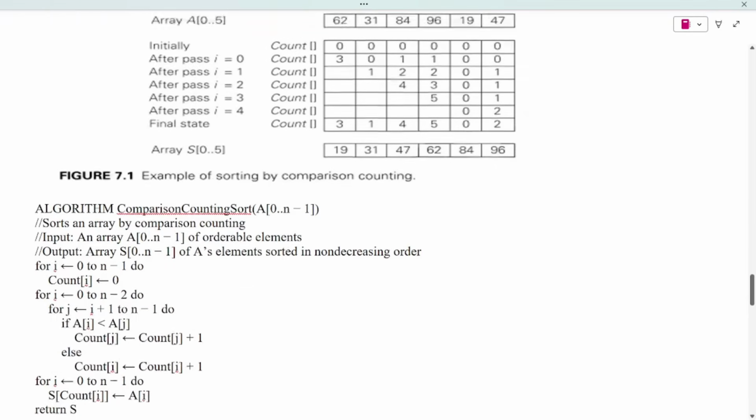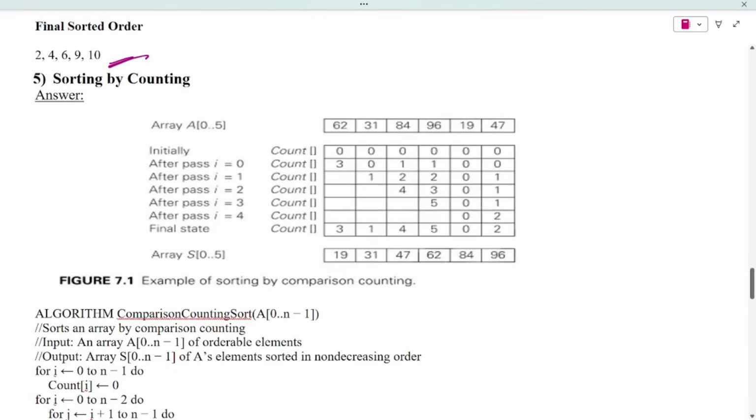Next, sorting by counting. This is one of the important questions that is repeated. First you have to sort the elements by counting, that is, how many elements are greater than that element. See, first I will try to help you understand.